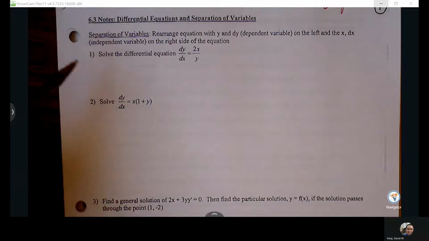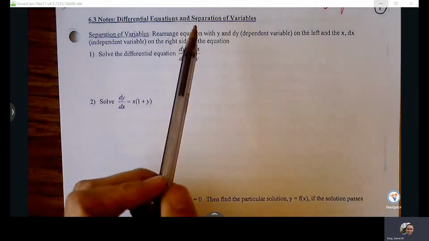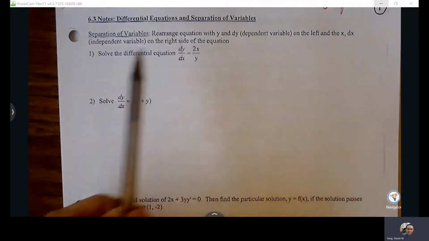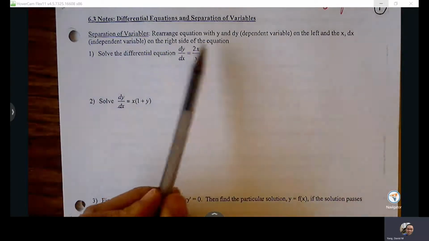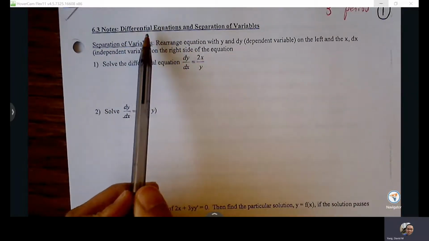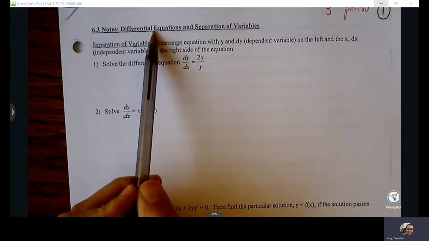Okay, so let's talk about this here. Separation of variables is the rearranging of equations with y and dy, which is our dependent variable, on the left side, and the x and dx on the right side of the equation. Again, differential equation just means that we are starting with equations at the derivative level.